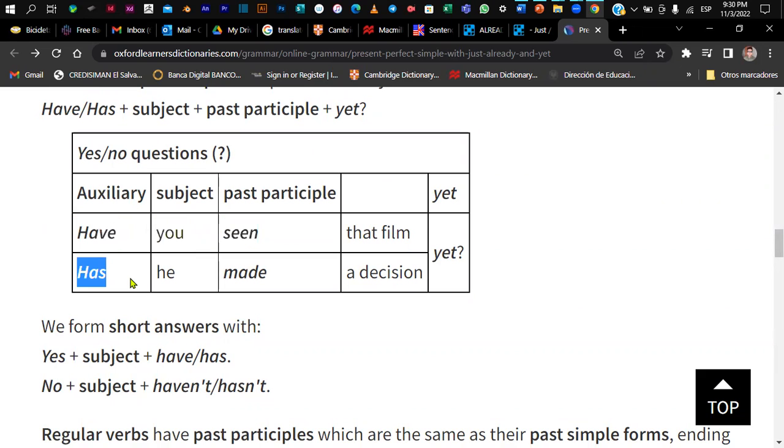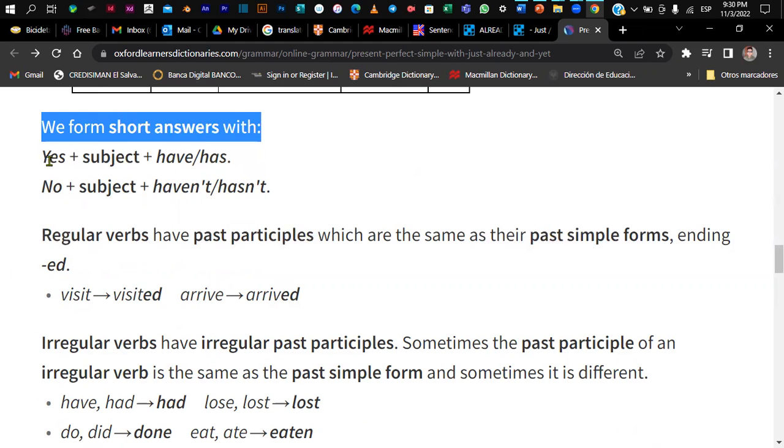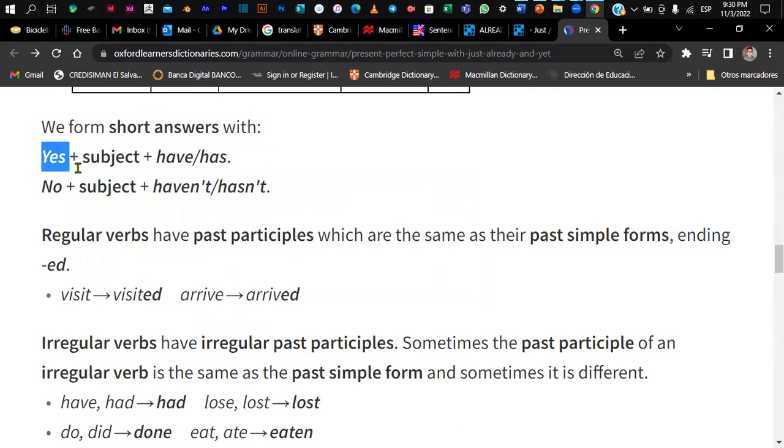Or has he made a decision yet? Okay. In the third person, remember, has for the third person. We form short answers with short answers.